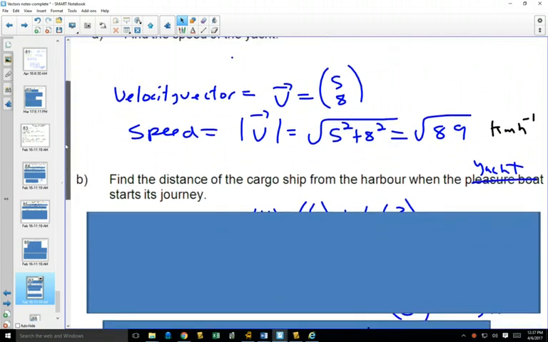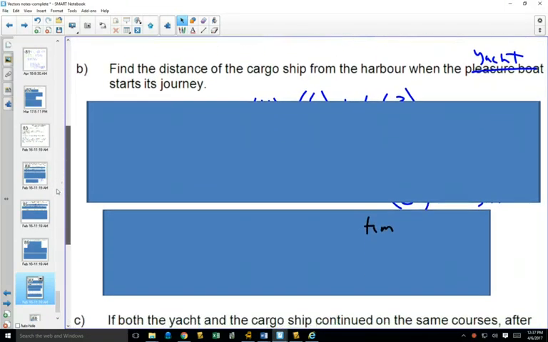Got a little crazy here with my synonyms. Does yours say yacht or does yours say pleasure boat? Okay. Find the distance of the cargo ship from the harbor when the pleasure boat starts its journey.